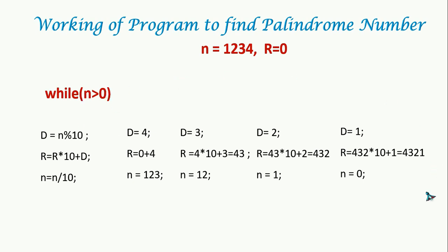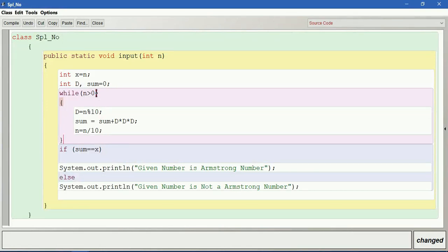So this is the working of reversing a number. So we will compare this with the original number given by the user. If both are the same, then it is said to be a palindrome number. So let us go to the program. So we will modify this program. Instead of sum, we will have r.